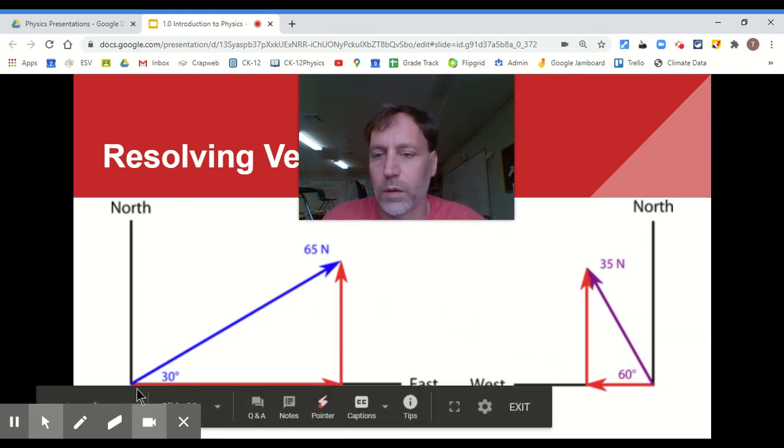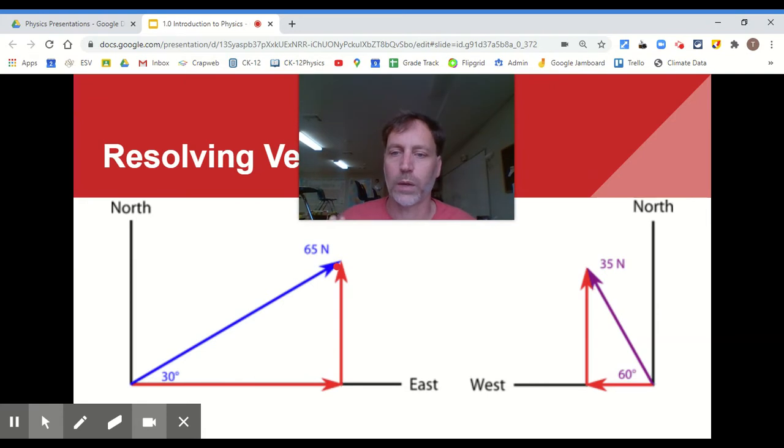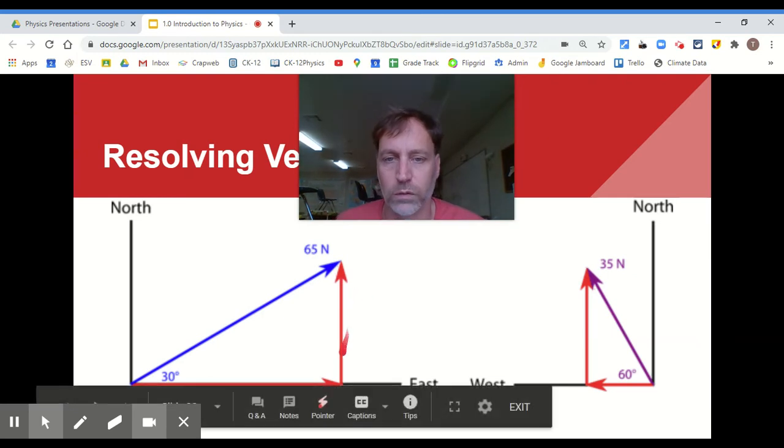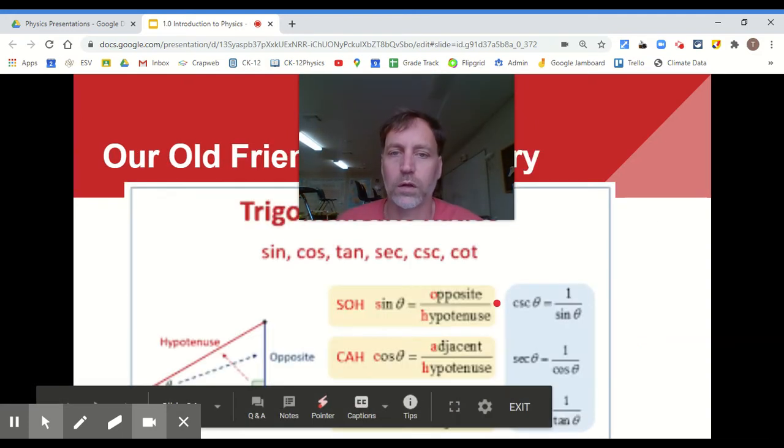Same thing here. What is the distance here and here? You'll get this a little bit later when we actually study vectors, but for right now we're just going to talk about how we resolve them. How can we find the magnitude of the north vector and the east vector on this problem? And on this one, how can we find the magnitude of the west vector and the north vector? That's what we're going to do now using a little trigonometry.